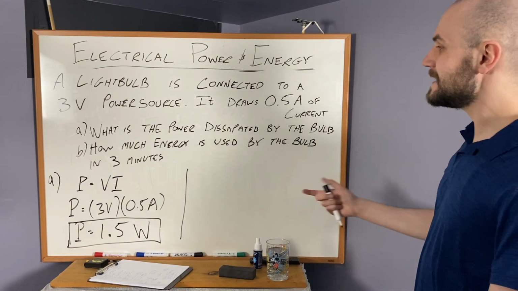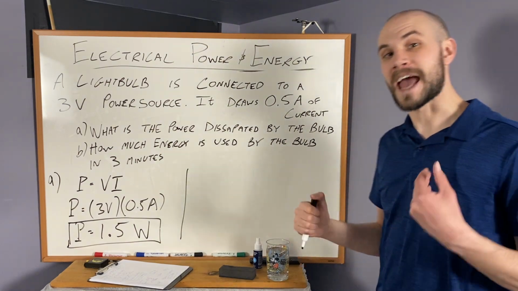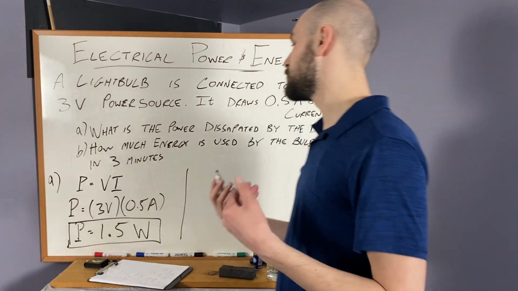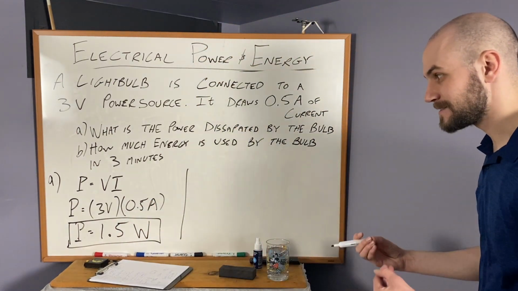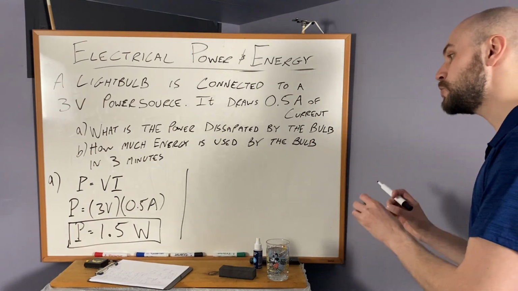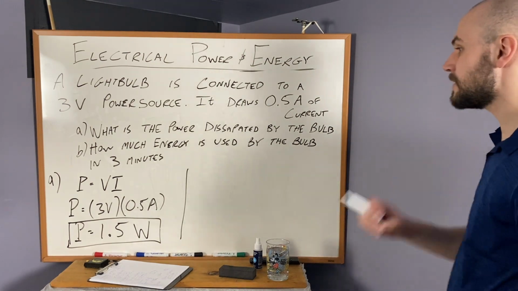All right, then it says the circuit is on for 3 minutes. How much energy is being used in those 3 minutes? Well, we know the power is 1.5 joules per second. For every second that the circuit is on, it's using 1.5 joules of energy. So if it's on for 3 minutes, how much energy is being used?